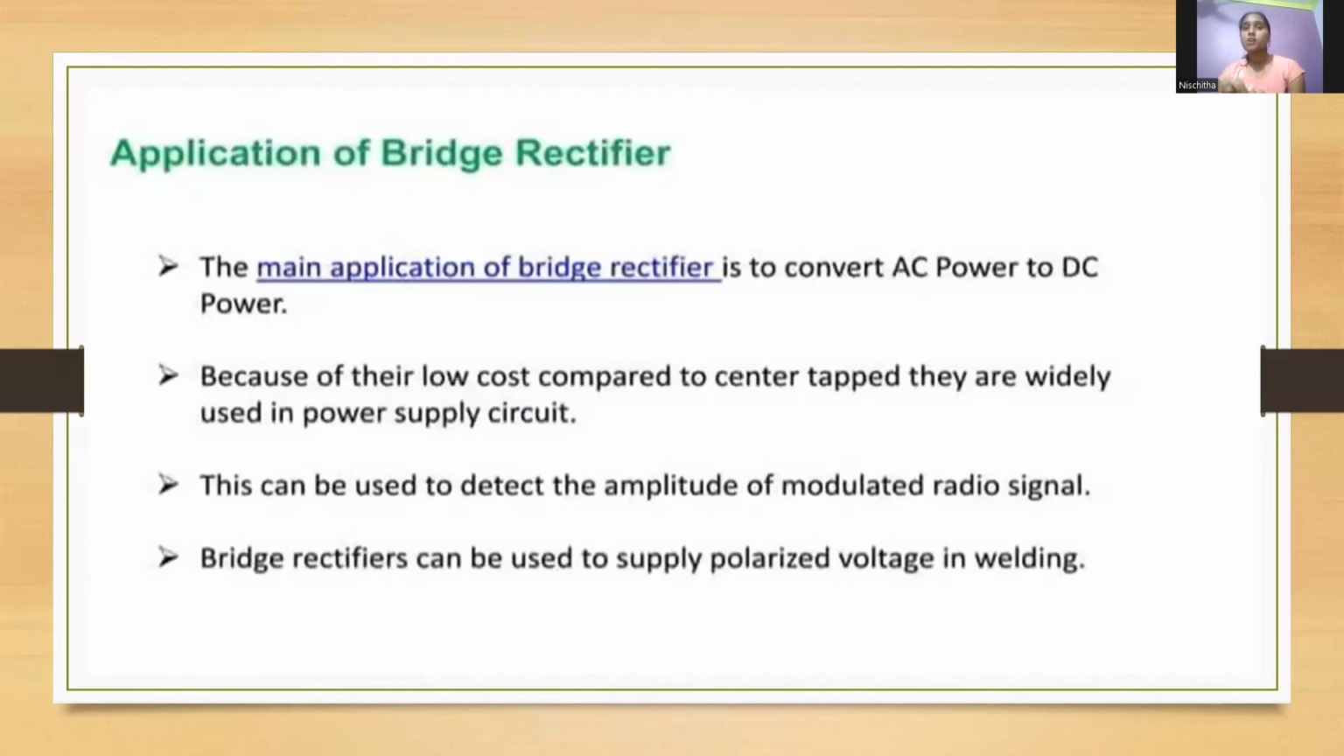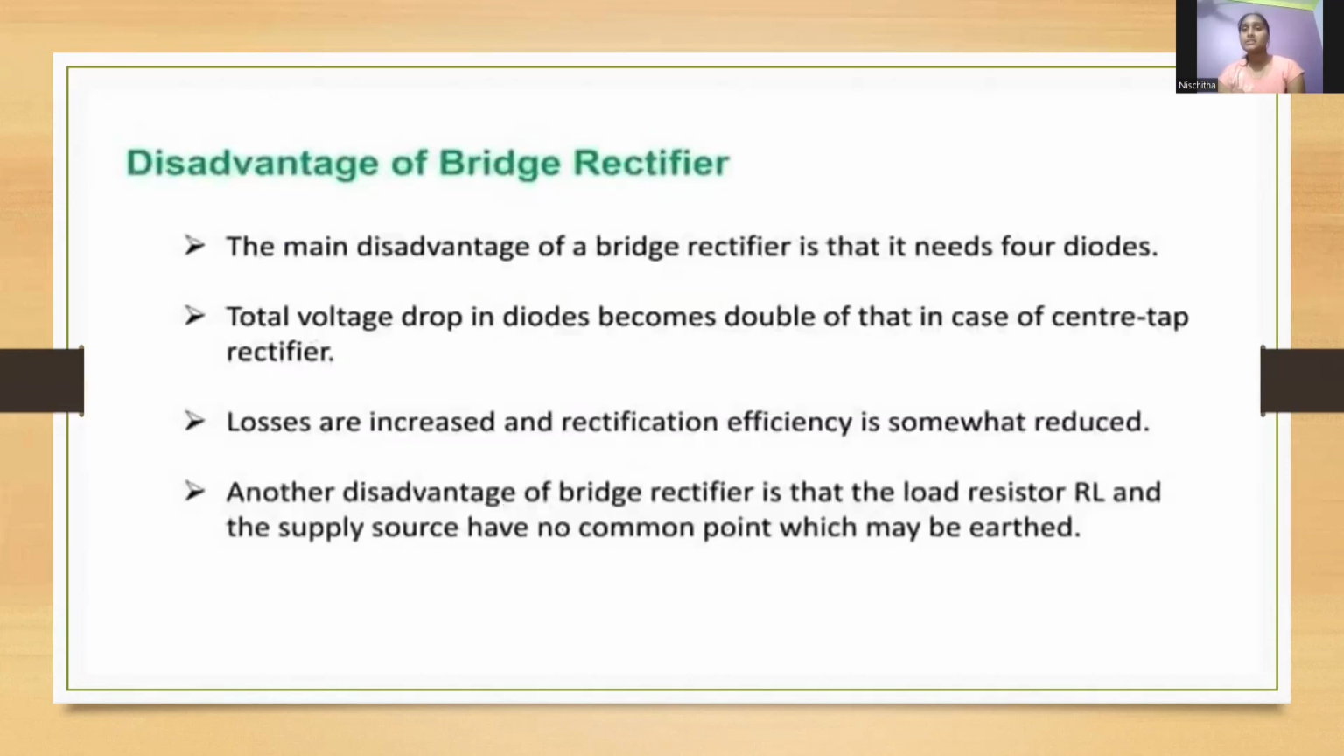Next, what are the applications of the bridge rectifier? The main application of the bridge rectifier is to convert AC power to DC power. Because of their low cost compared to center tap, they are widely used in power supply circuits. This can be used to detect the amplitude of a modulated radio signal. A bridge rectifier can be used to supply polarized voltage in welding.